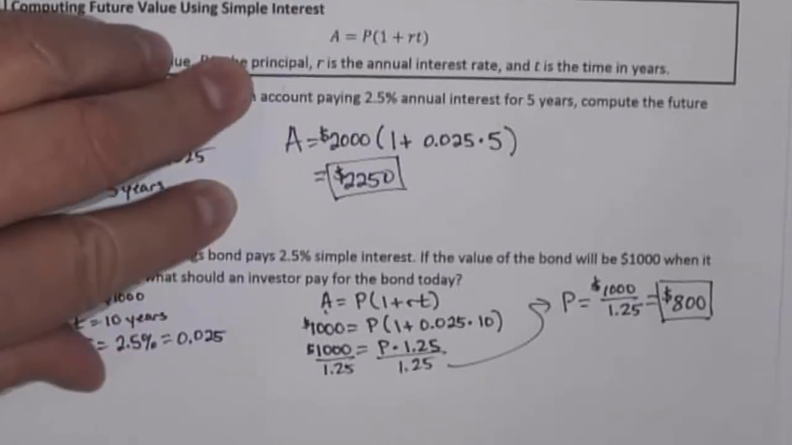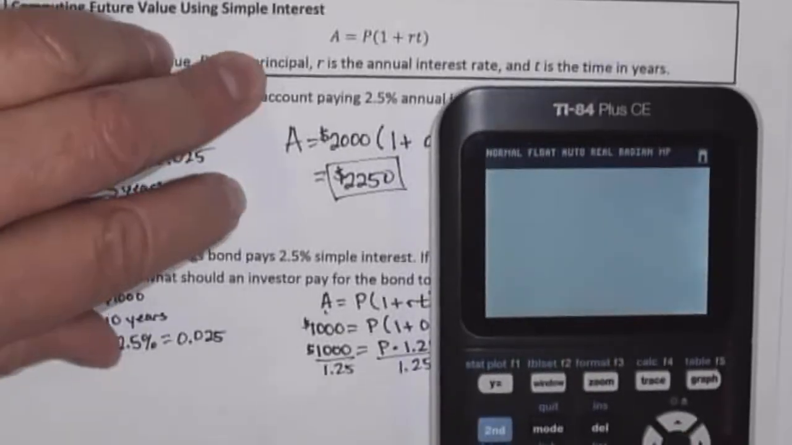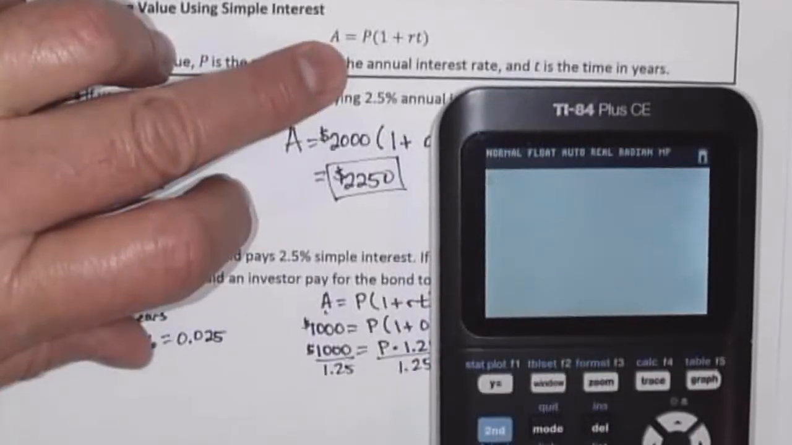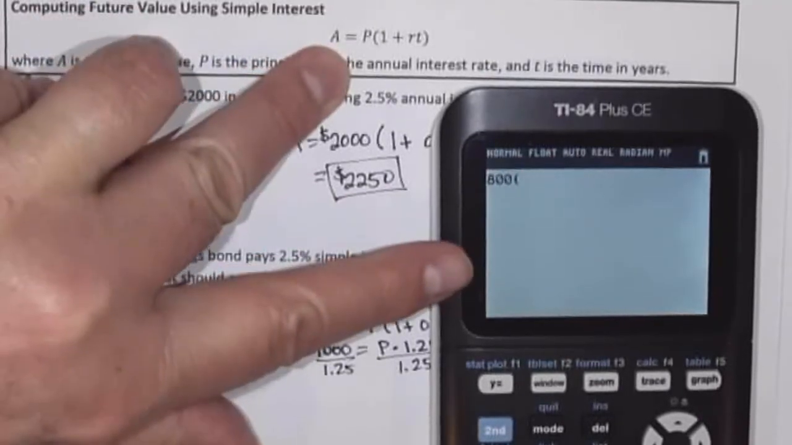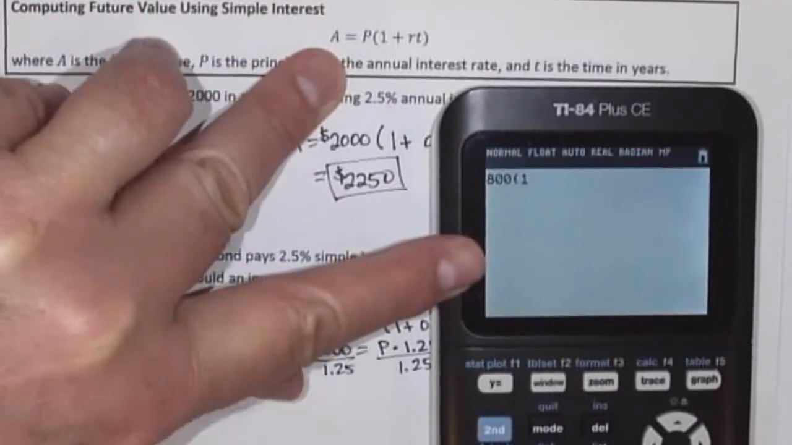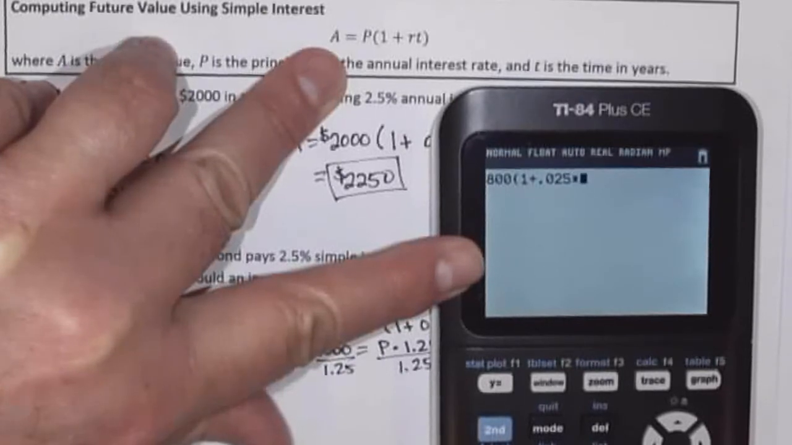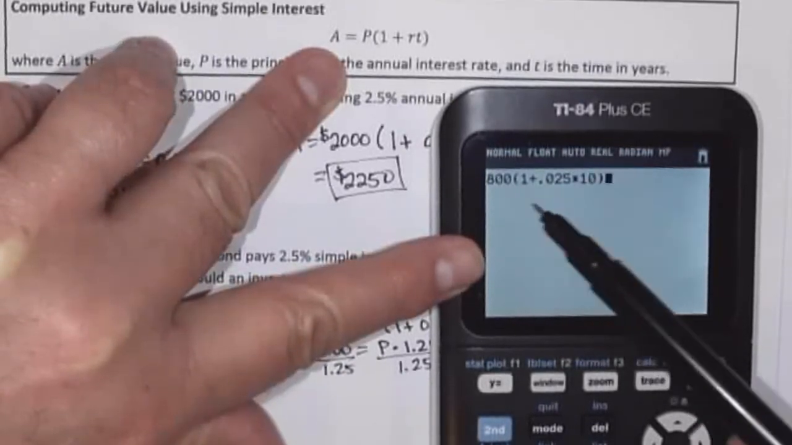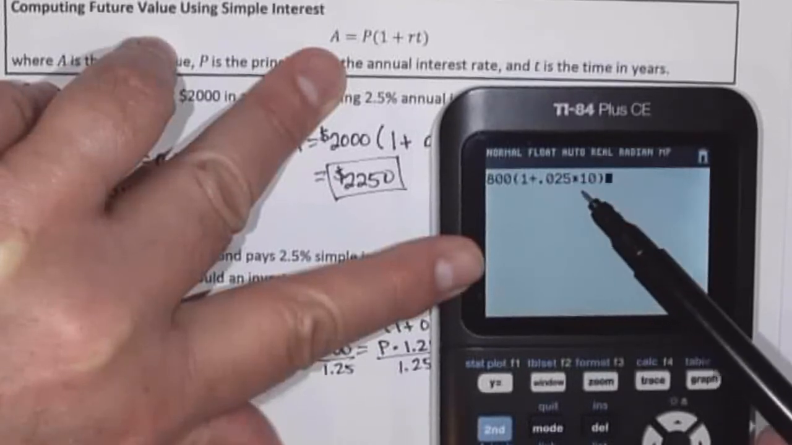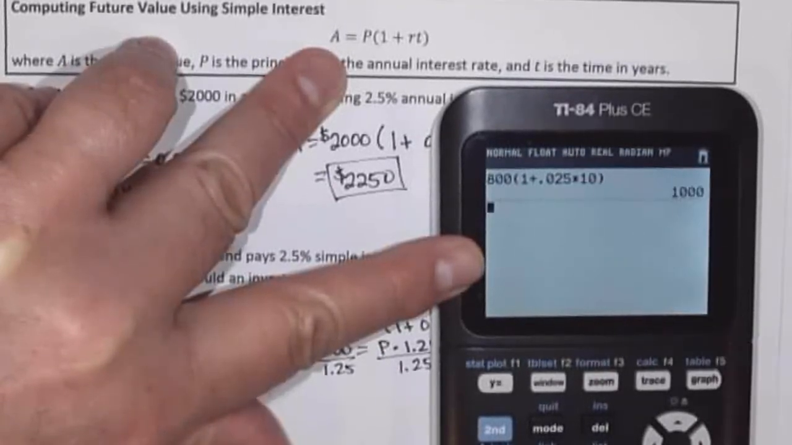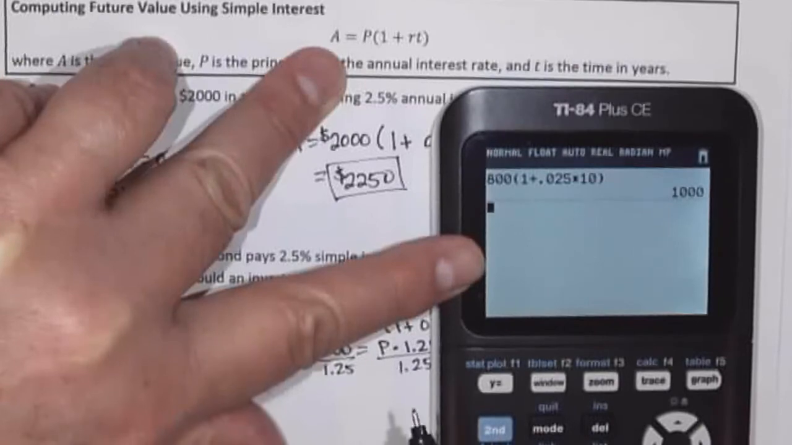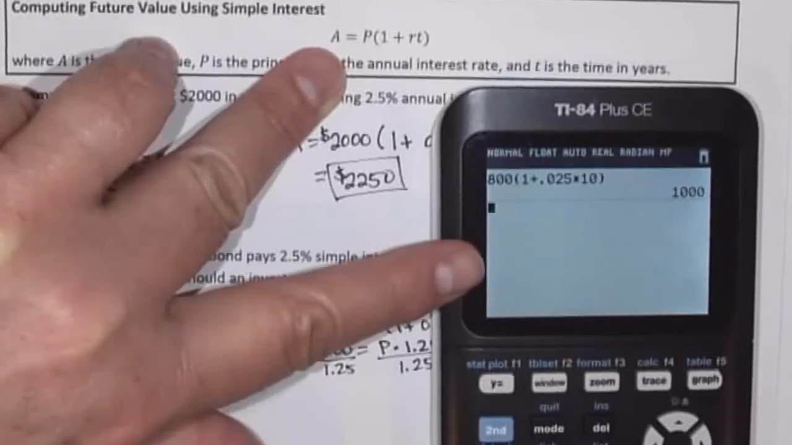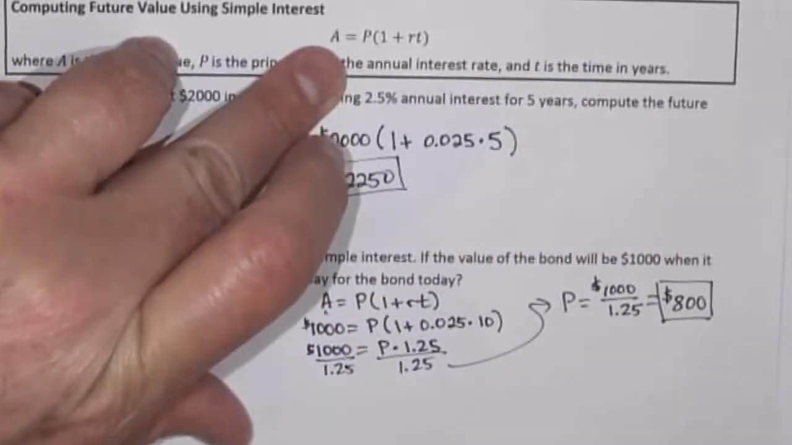Incidentally, we could check that. So if I were to take and substitute 800 for P and multiply that by the quantity 1 plus 0.025 times 10, so again, that is my principal, and that is the rate as a decimal times the time, then that is $1,000. So my $800 that I pay for now will be worth $1,000 10 years in the future.